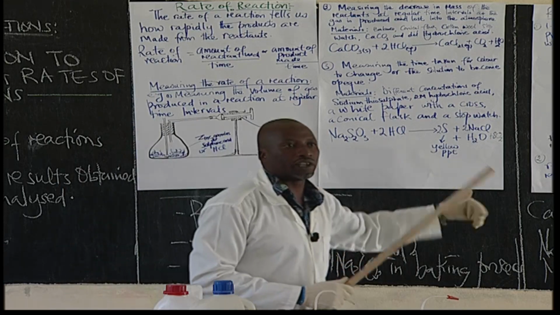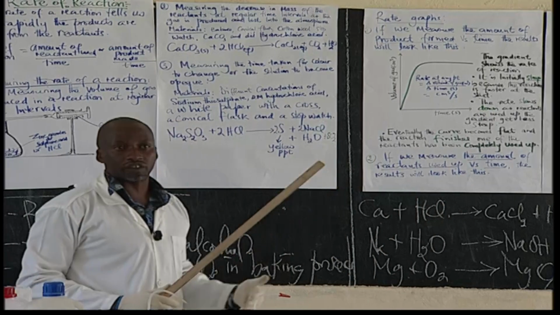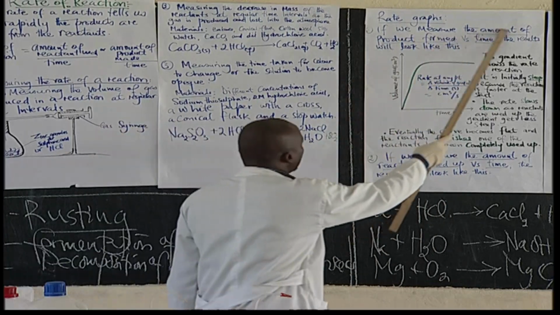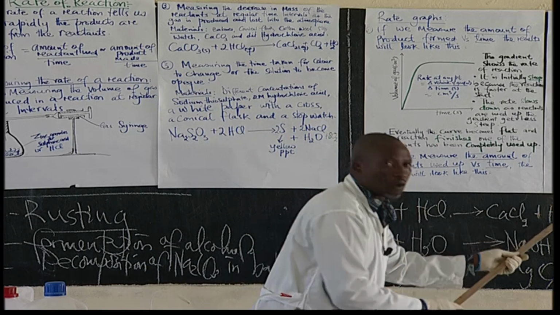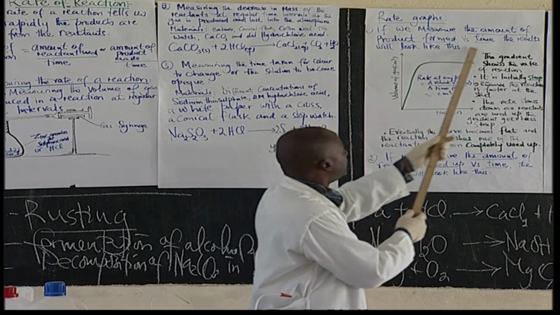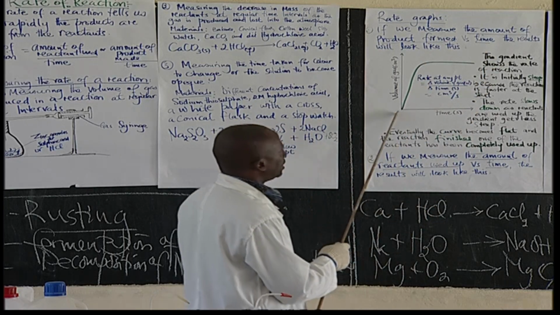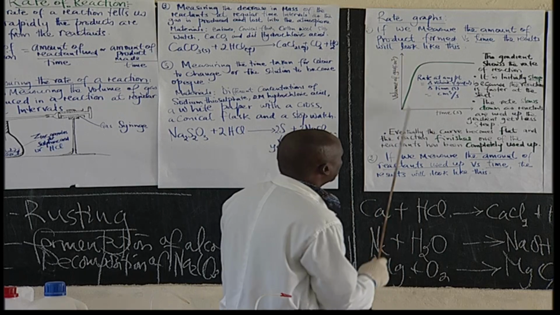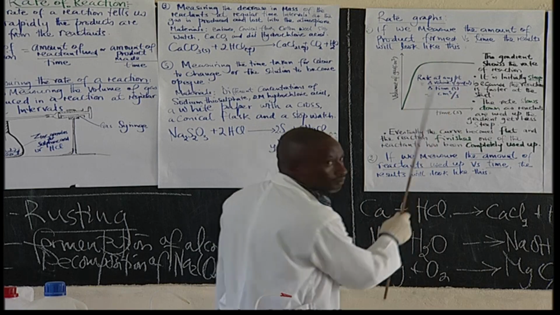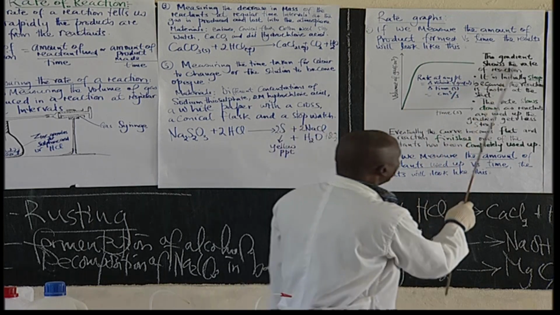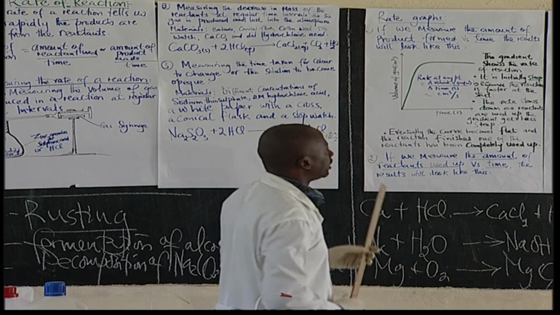So how do we interpret these results? For the rate, we use rate graphs. If we measure the amount of product formed, remember we are measuring the amount of hydrogen formed at regular intervals, then plotted against time, the results will look like this. So this is the volume of the gas produced against time. This is how the graph will go. The gradient shows the rate of the reaction.